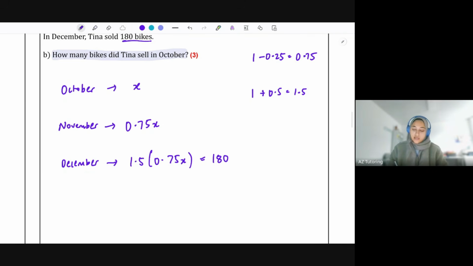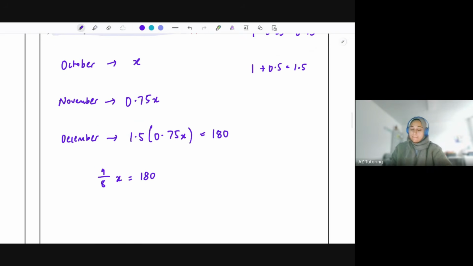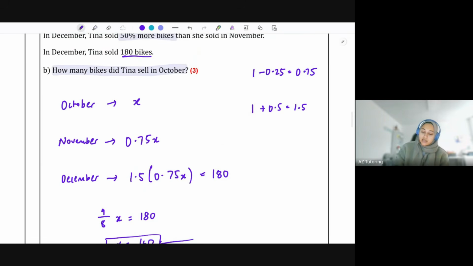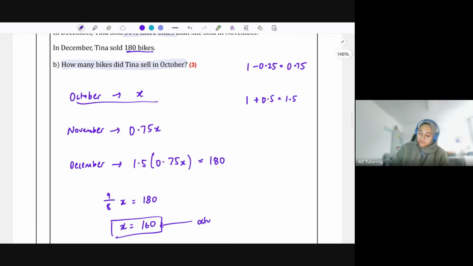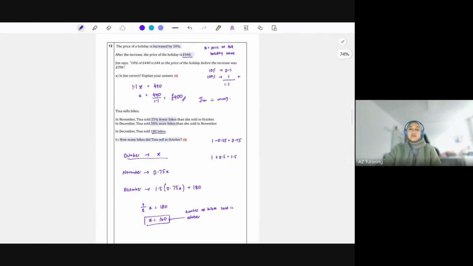We've got 1.5 times 0.75. Hold on, I'm just going to work it out. That gives us 9/8 times X equals 180. And to get X by itself, I need to bring 9/8 to the other side. So I'm just going to do 180 divided by 9/8. So X just equals 160. And remember we've said X is the number of bikes that Tina sold in October. So probably just write something along the line, number of bikes sold in October. And that's part B. So that's question 12 there for 4 marks altogether.